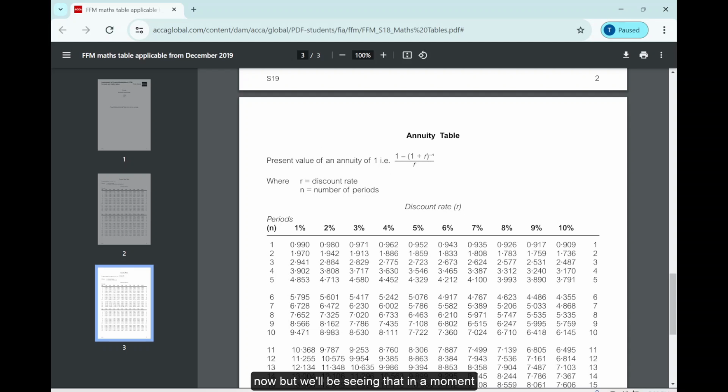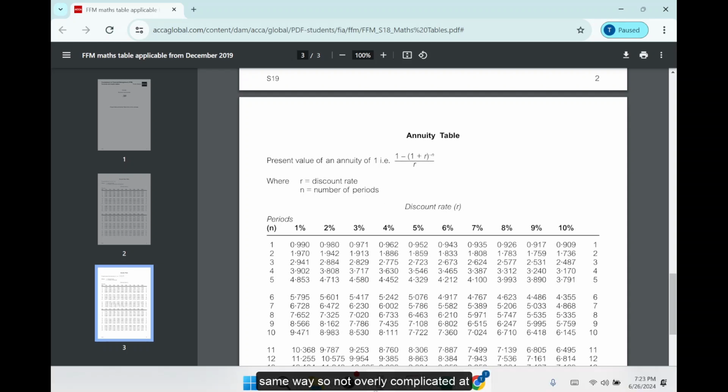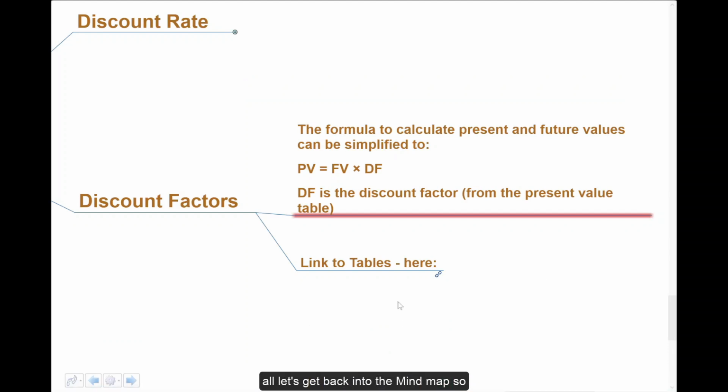This won't make sense now, but we'll be seeing that in a moment once we get on to annuities and indeed perpetuities. Again, works in exactly the same way. So not overly complicated at all. Let's get back into the mind map.